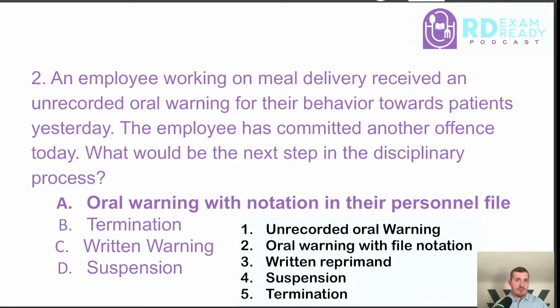Now, after that point, you can receive an oral warning with a file notation. Okay, and this is what is mentioned in the text. Now things are starting to be documented. That's what this means. So the second step would be giving an oral warning with a file notation. So saying in their file that, hey, they made this mistake and they were given an oral warning for that.